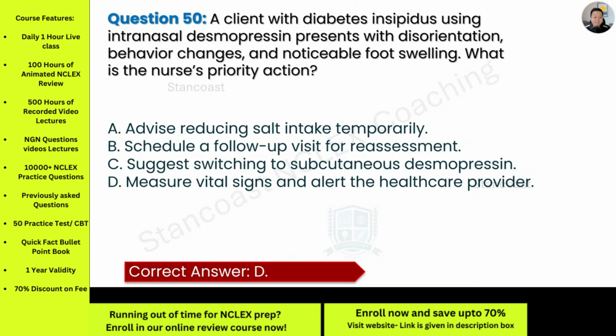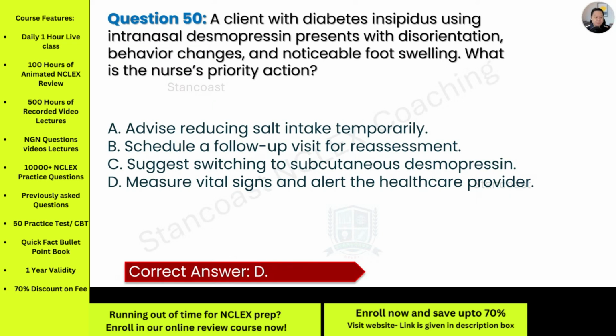So if you selected letter A, which is an incorrect option, this will not resolve the underlying issue, and the route of the administration is not the problem. So you're also going to eliminate letter C.